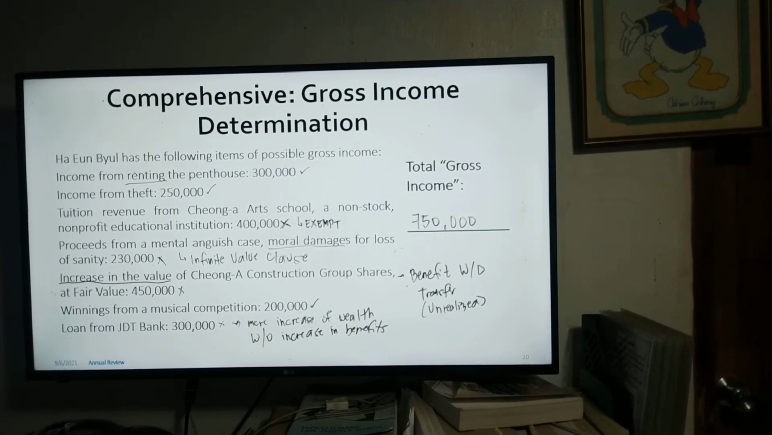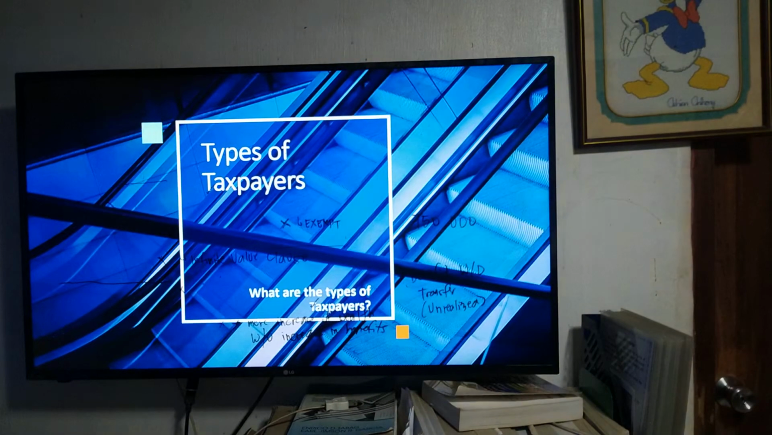With that, we continue our discussion. Okay, so now that we have answered the first question to our long pursuit towards taxation. Unang tanong pa lang yan, ha, guys. Kailangan pa natin sagutin yung mga ibang tanong. Ano yung next na kailangan natin sagutin? Of course, we have to understand the types of taxpayers.